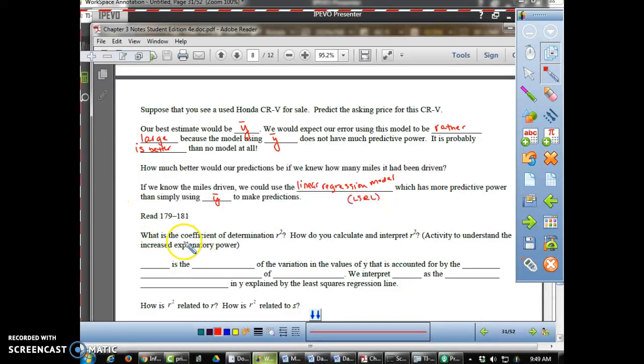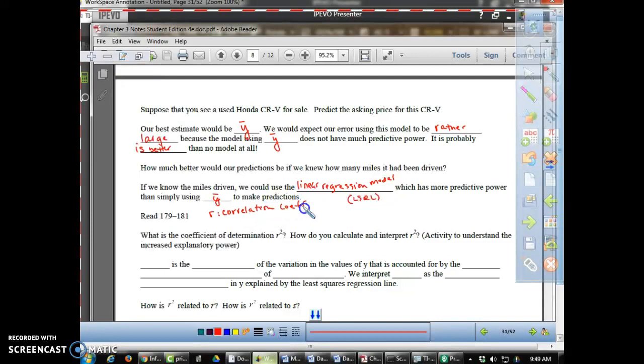So what is the coefficient of determination, R-squared? Students always get R, which is the correlation coefficient, confused with R-squared, which is the coefficient of determination. So let's make sure you understand that. How do you calculate and interpret R-squared? And then, like I said, we're going to do an activity.